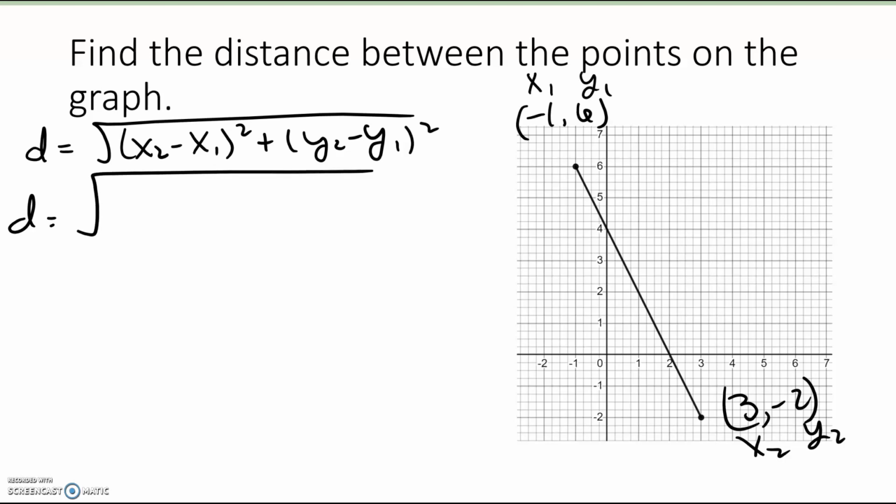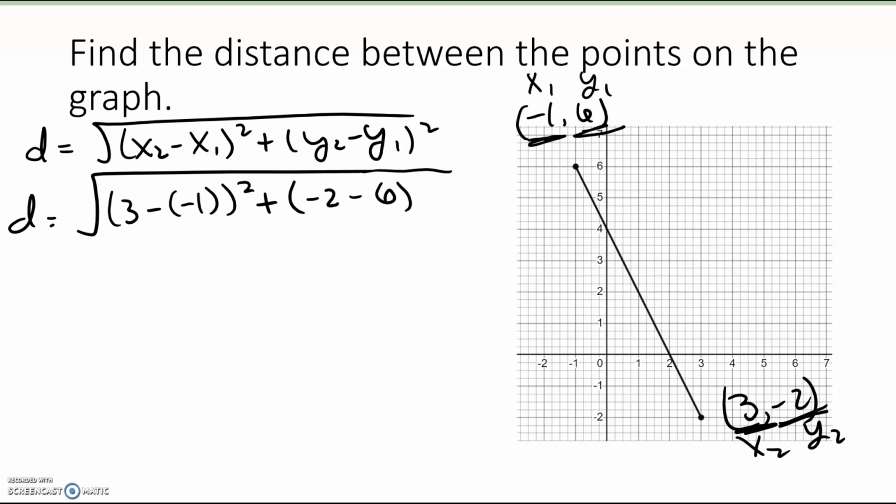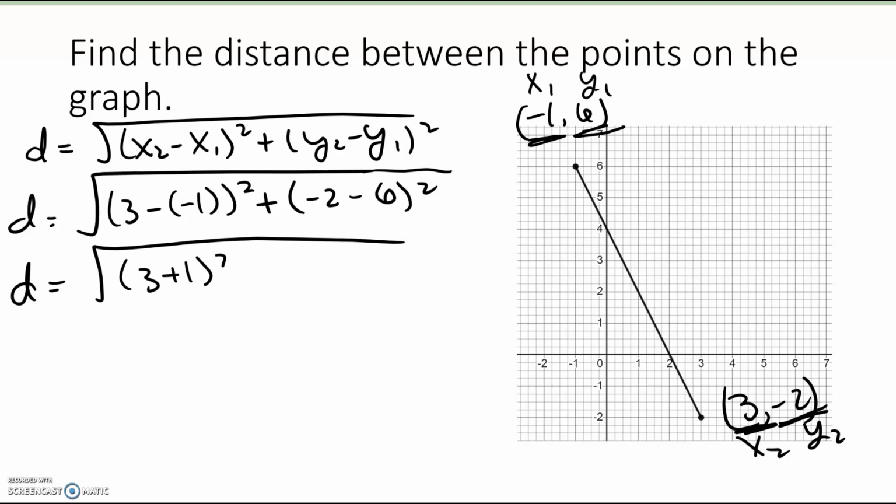So we've got x sub 2 is 3 minus x sub 1, which is -1. I'm going to put that in parentheses. Plus, y sub 2 is -2. Don't have to put that in parentheses, it's at the beginning. Minus y sub 1, which is 6. And then square that. I've got a negative times a negative, so that's going to give me a positive. So plus 1, the whole thing squared, plus negative 2 minus 6, they're both negative, so it's like we're adding the numbers but keeping the sign. So that's going to be -8 squared.